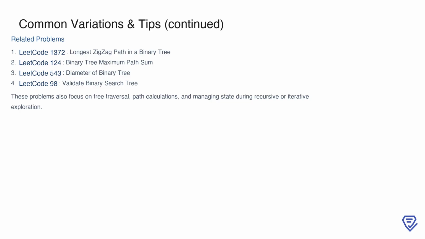LeetCode 543, diameter of binary tree, is another classic problem involving the traversal and computation of maximum paths. Finally, LeetCode 98, validate binary search tree, emphasizes managing state during traversal to ensure correctness. By practicing these problems, you can strengthen your skills in tree traversal, path calculations, and state management, which are common in this category of questions.